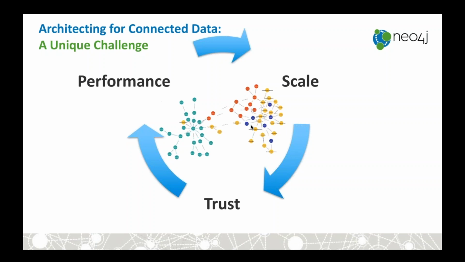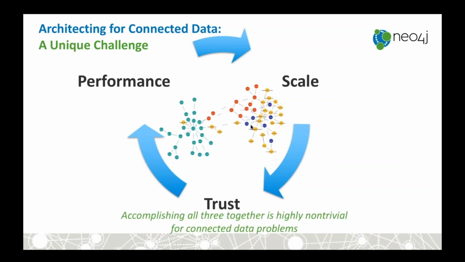And architecting in such a way that you can scale, if that's the only thing you care about, and you don't care about performance or necessarily about being able to have full trust in your data, then that's a much easier problem. Or I can architect for performance, but then sacrifice the other two. So you can look at this as maybe some kind of equivalent of a reflection of the CAP theorem, in a loose way, around connected data and the kinds of architectures that you have. With Neo4j, we optimize for all three. And accomplishing all three together is highly non-trivial for connected data problems. And at the heart of this is trust.